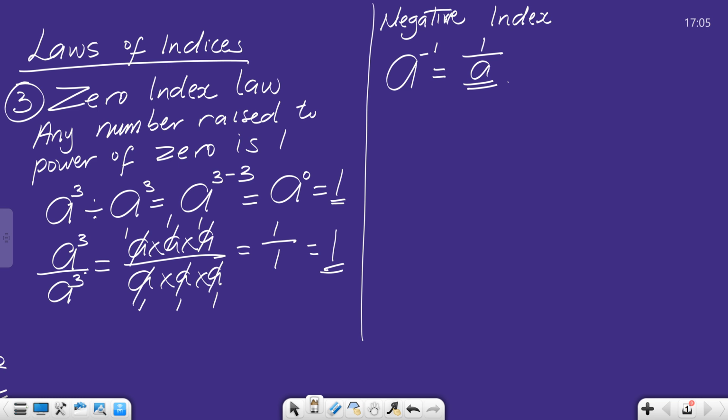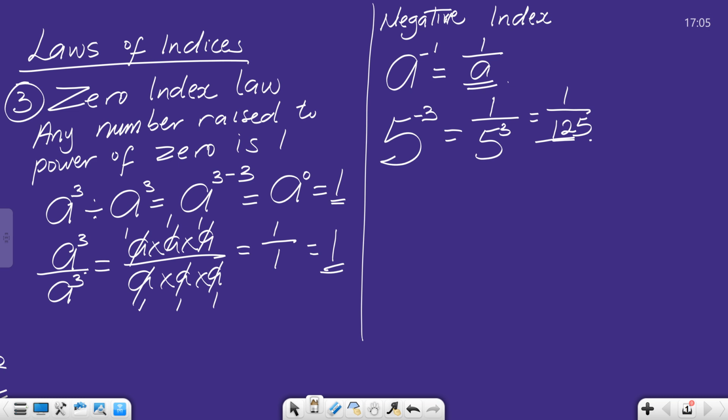Another example: let's assume I have 5 raised to the power minus 3. The negative index will produce 1 all over the total, which is 5 raised to the power 3, which will give me 1 all over 5 times 5 times 5, that is 1 over 125.